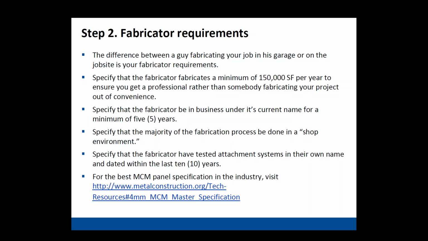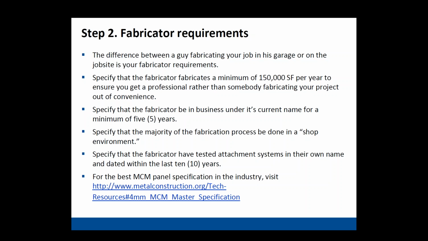So it's incredibly important. Some things that I would suggest putting in your spec to try to keep out the guys that are less sophisticated and possibly not providing tested attachment systems is you need to try to specify somebody that fabricates a minimum of 150,000 square feet per year. This will allow you to get a professional, not just a tradesman that is doing this just for this job because the general contractor wanted it in his package. So that's a good requirement.